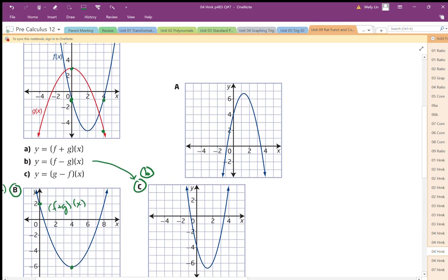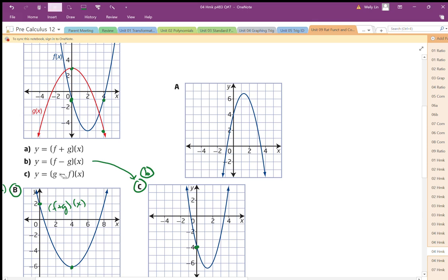We can test some coordinates as well. Again, we can test the y-intercept as an easy point to test. f of 0 is negative 1, and g of 0 is 3, so we're going to have negative 1 minus positive 3. We should end up with negative 4, and that point does coincide. So again, the bigger idea of the leading coefficients and the direction of opening seems to match, and a test of a coordinate seems to match. So the function B goes with graph C.